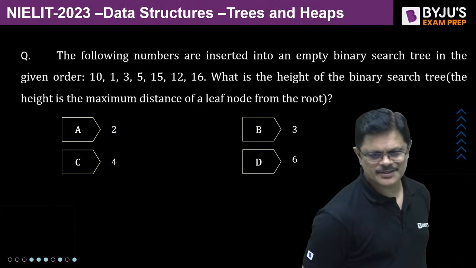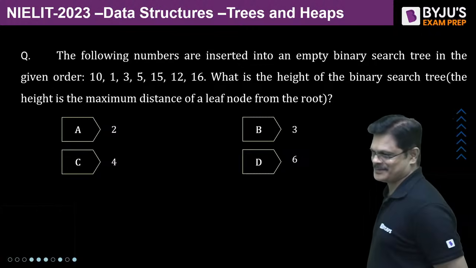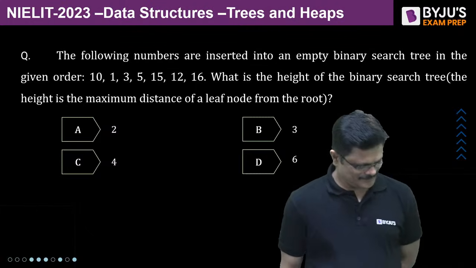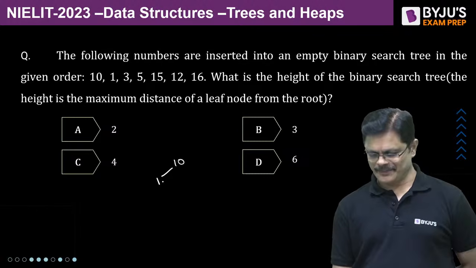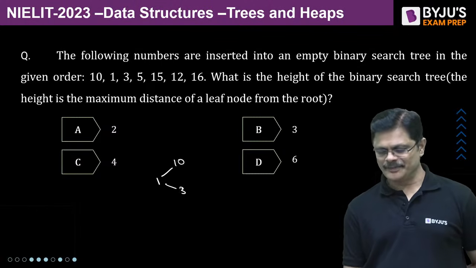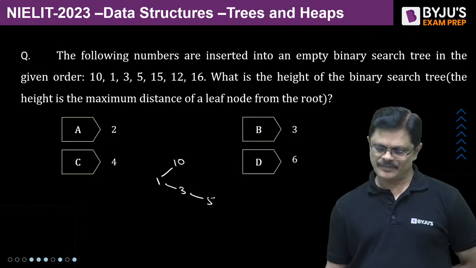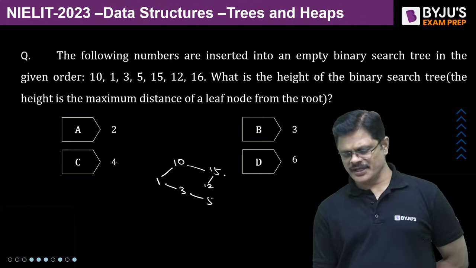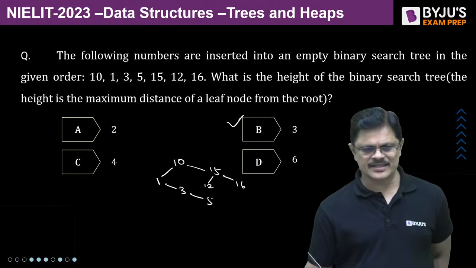This is data structures. 10, less than 10 greater than 1, 5 less than 10 greater than 1 greater than 3, 15 greater than 10, 12 greater than 10 but less than 15, 16 greater than 15. So the height would be 3, my dear friends. B is the correct answer.